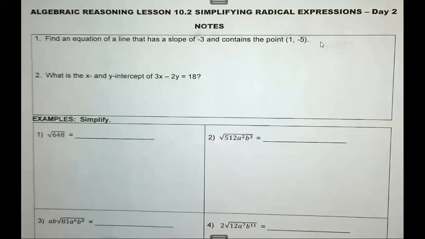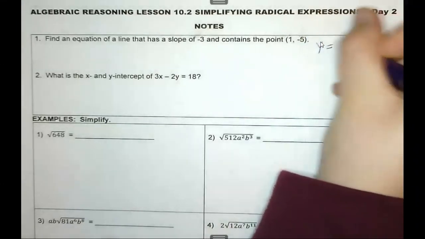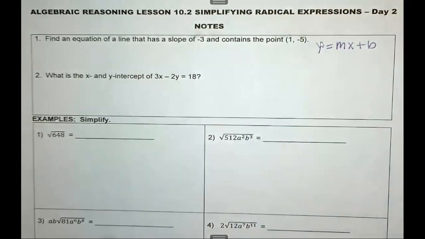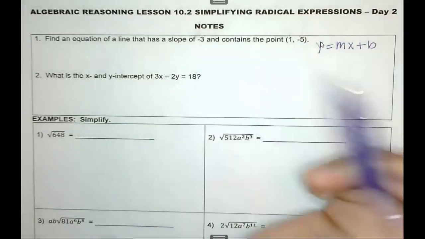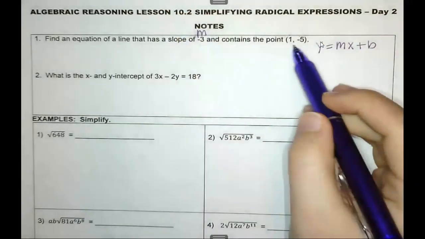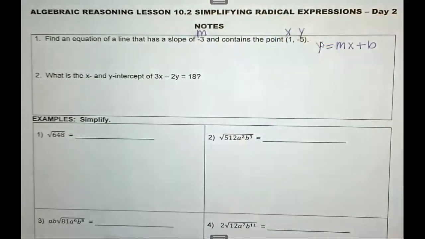Well, remember, a line's equation is y equals mx plus b. All right, and we only know how to solve for one variable at a time, so we must be able to find at least 3 of these. Well, we have our slope. Our slope is our m. And we have a coordinate point here, so this is our x and our y.